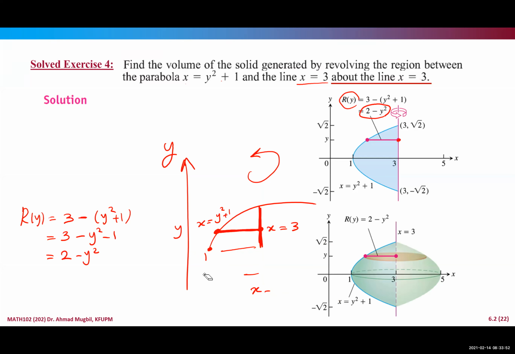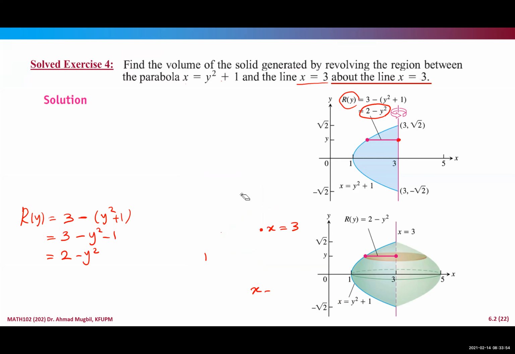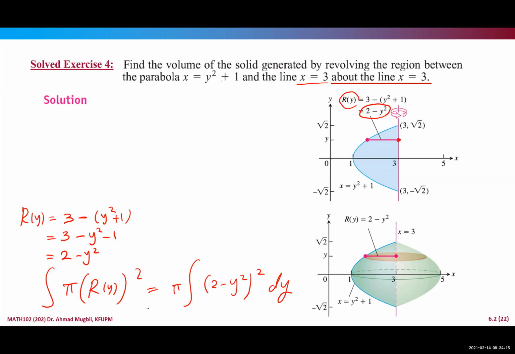Now what you will do, guys, after having R of y and your cross section is a disk, is get the limits, square the radius, multiply by pi, and integrate. So it will be the integral of pi, put it outside, and here you will have (2 minus y squared) all squared dy. You will integrate with respect to y.